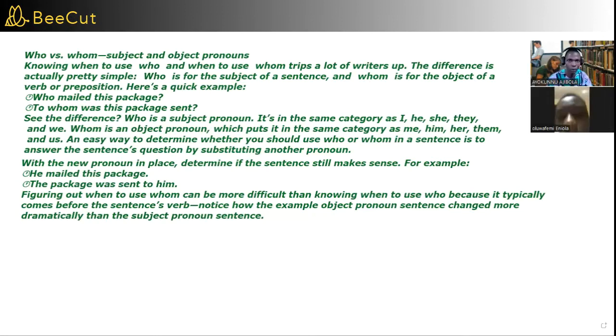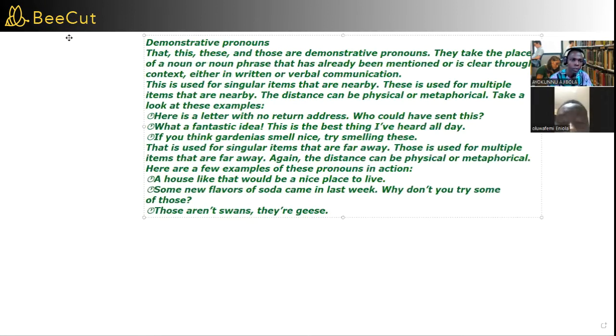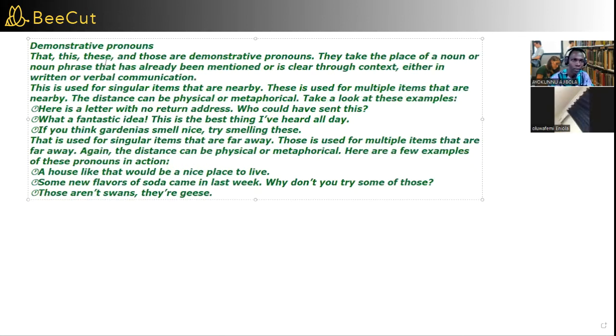So let me see. The next one we want to have is the demonstrative pronoun. Demonstrative pronoun. So let me try to put that up there. So here it is, demonstrative. The pronouns such as this, that, these, singular this and plural these. Such pronouns are demonstrative pronouns. They take the place of a noun or noun phrase that has already been mentioned or is clear through the context, either in written or verbal communication.